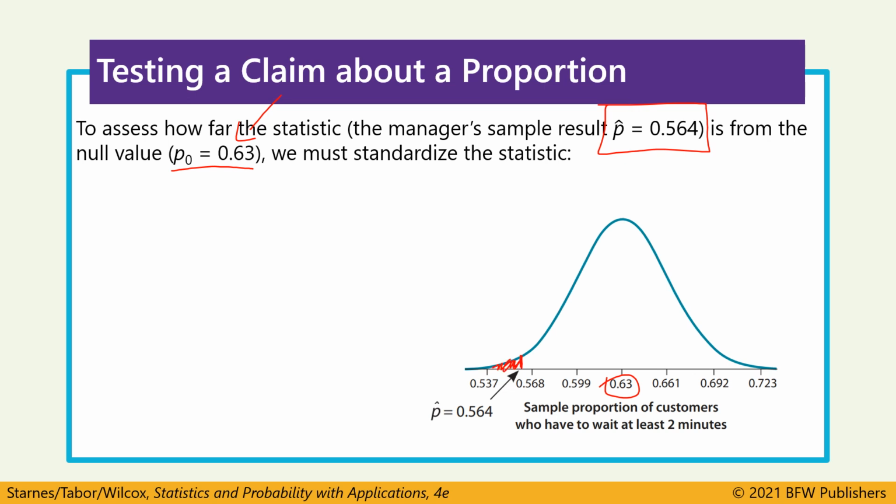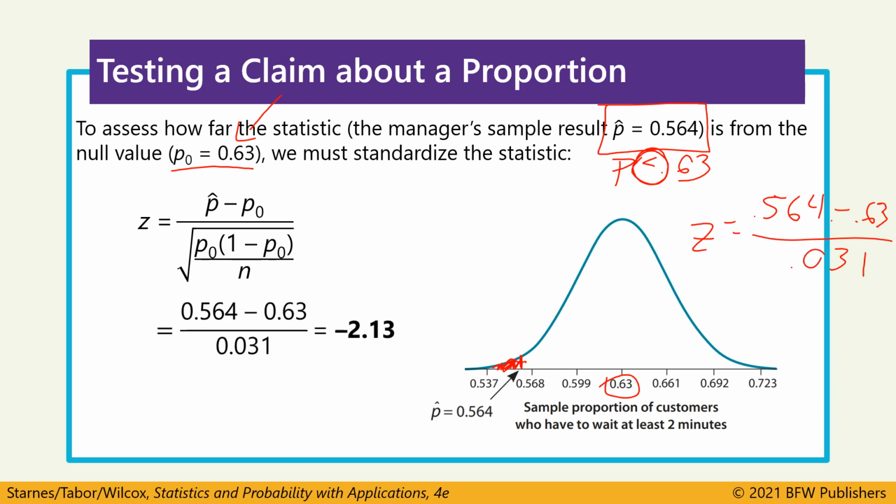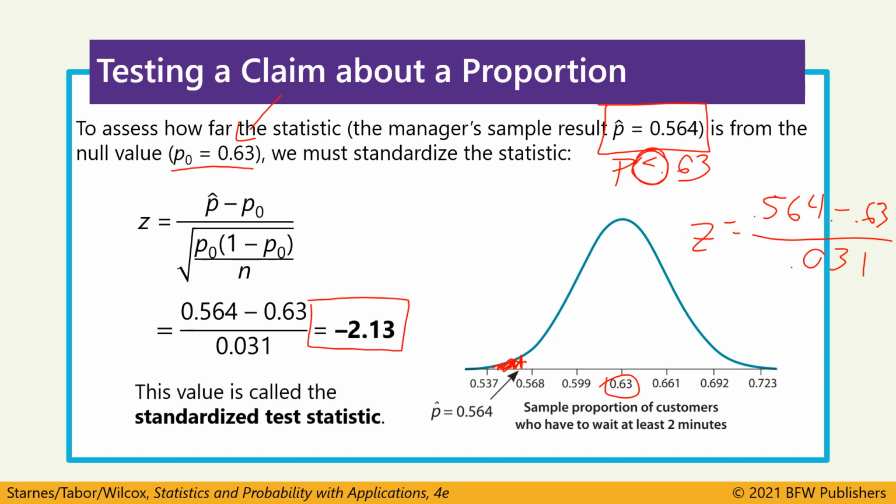We're finding the probability of the left tail here because our alternative hypothesis is a left-tailed test. It's less than 63%. So we're going to find a z-score for this. It's written out fully here, but in reality, we're just going to take that 0.564, subtract the 0.63, and divide by that standard deviation that we got on the previous slide. We get a z-score of negative 2.13, and then we look that up in the table. This value, this z-score, is called the standardized test statistic.